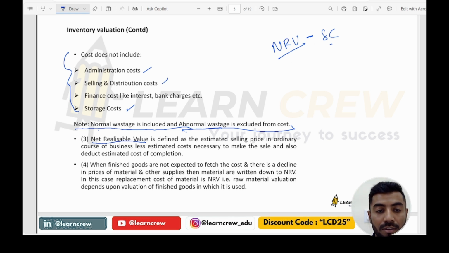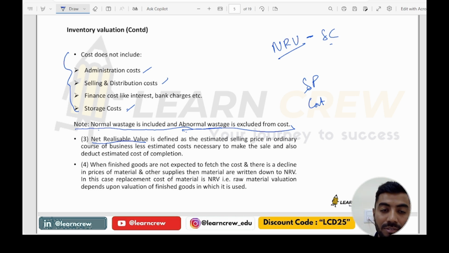Okay. It is defined as the estimated selling price in the ordinary course of business, less the estimated cost necessary to make the sale, and also deduct the estimated cost of completion. Then, when finished goods are not expected to fetch the cost and there is a decline in the price of material, the finished goods will have a selling price, and a minimum cost which is incurred to manufacture the product. If they're not able to recover the cost and there is a decline in the price of material and other supplies, then the materials are written down.